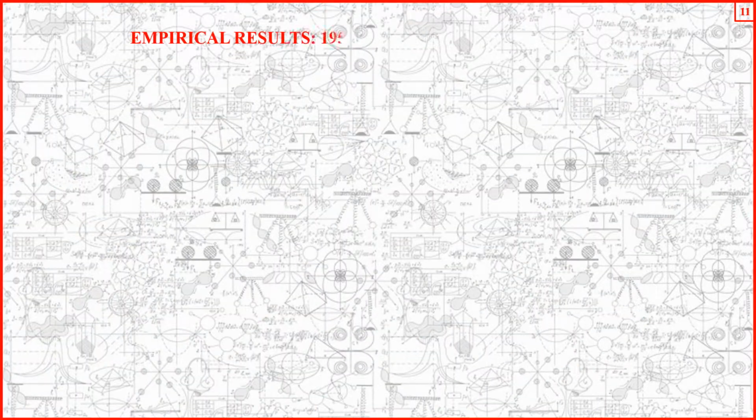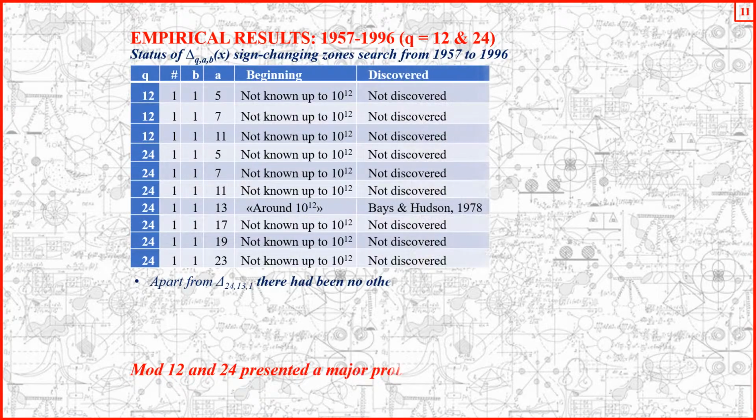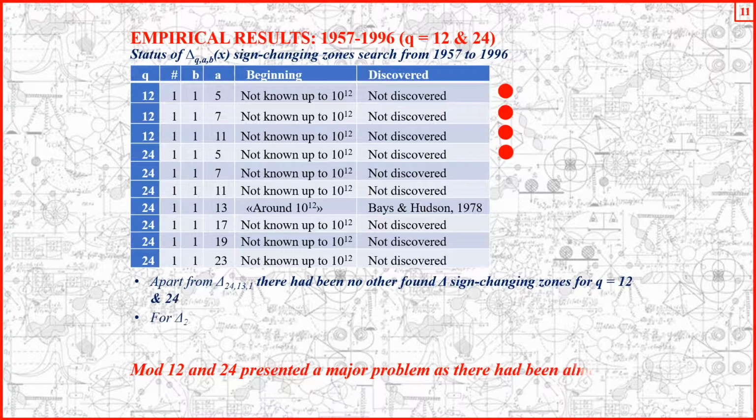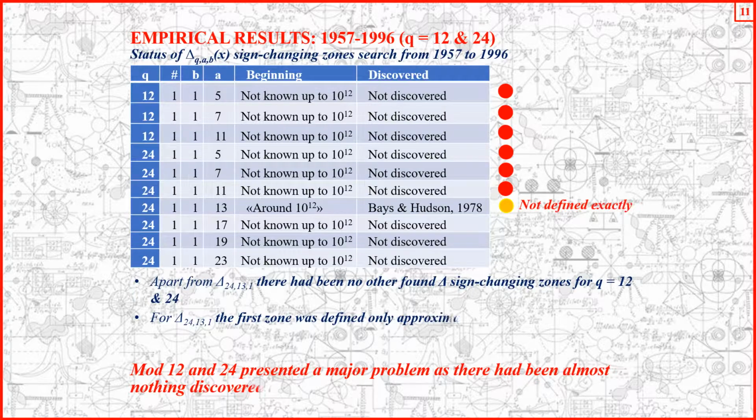The situation with moduli 12 and 24 was much worse. By 1996 there had been almost nothing known about them. The only found zone was defined only approximately.